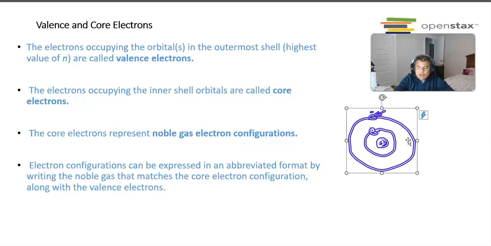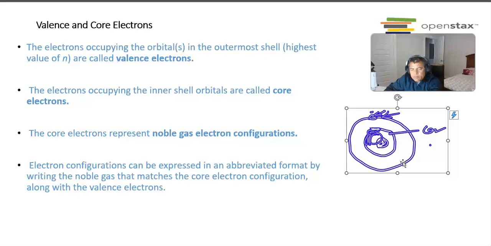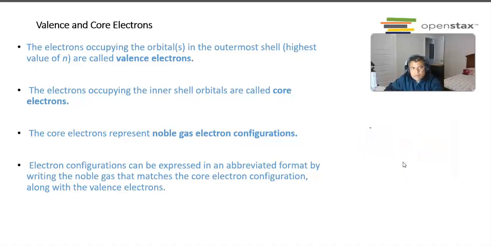Okay, so other electrons are here, and these electrons inside are said to be the core electrons, and whatever is in the higher energy levels are said to be the valence electrons. Okay, so that's why two types of electrons: valence electrons and core electrons.